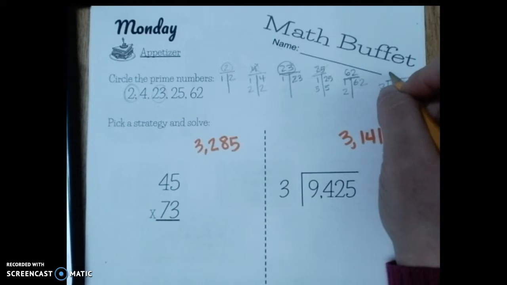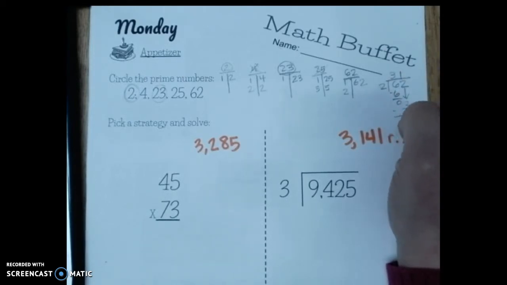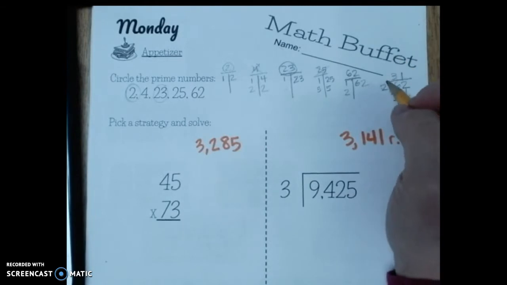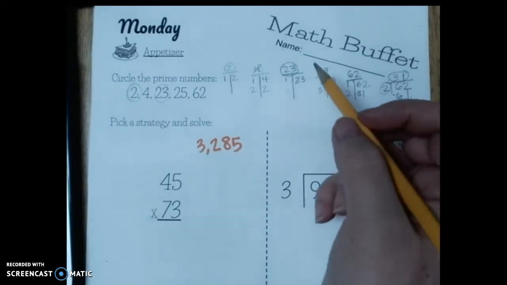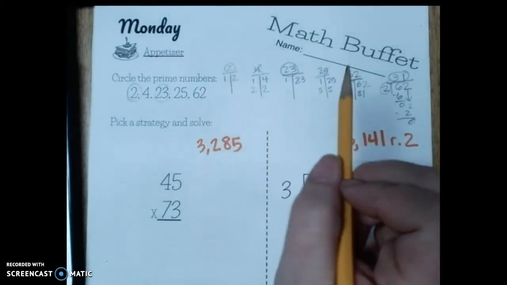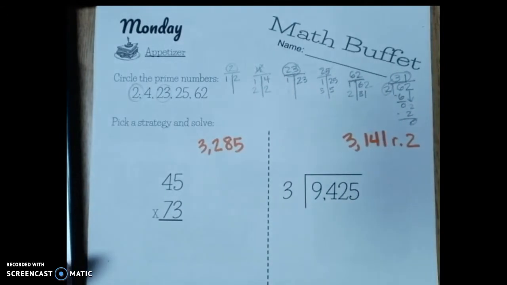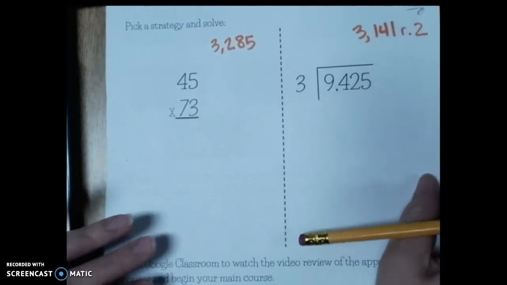So 2 goes into 6 3 times. 3 times 2 is 6. When I subtract, I get 0, bring down the 2. 2 goes into 2 once, and then when I subtract, I get a remainder of 0. So that makes my factors for 62, 2 and 31. Okay. So I found my 2 prime numbers as 2 and 23. And now I'm moving on to my multiplication.